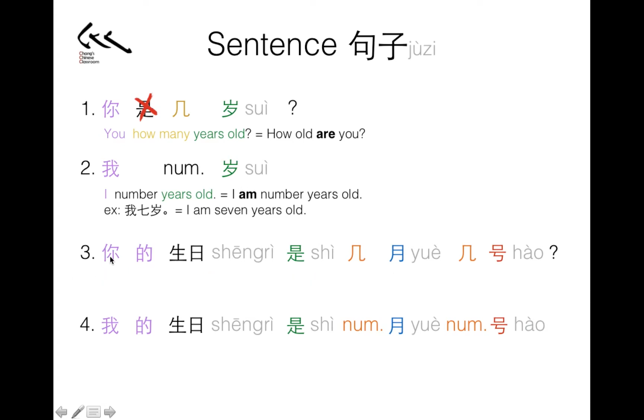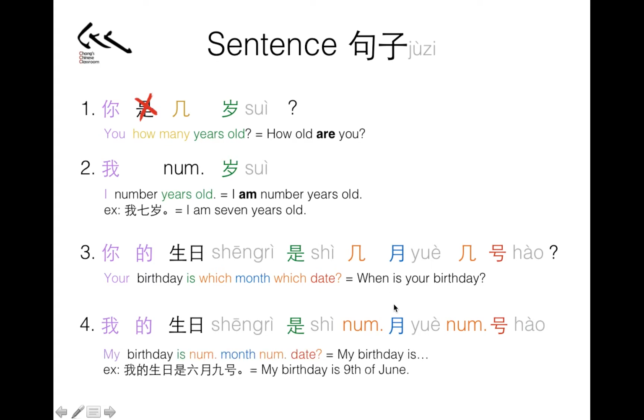And next one, 你的生日是几月几号? What's the meaning of this one? Your birthday is which month, which date, aka when is your birthday, alright? Next one. 我的生日是6月9号. My birthday is June 9th. This is actually my real birthday. My real birthday is 9th of June. I'm a Gemini. So you should start to prepare for the present. Thanks.